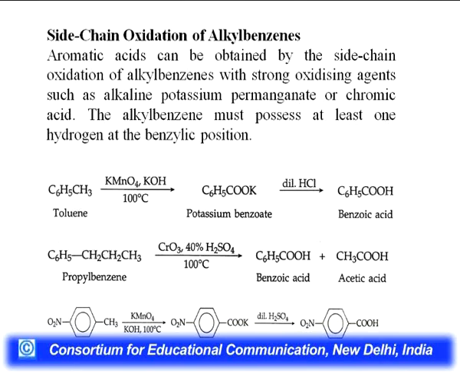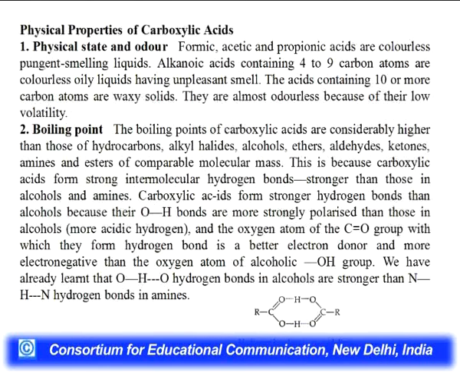So, toluene first of all will give you potassium benzoate and then benzoic acid. Propyl benzene will give you benzoic acid and acetic acid. Para-nitrotoluene will give you the salt and then para-nitrobenzoic acid.